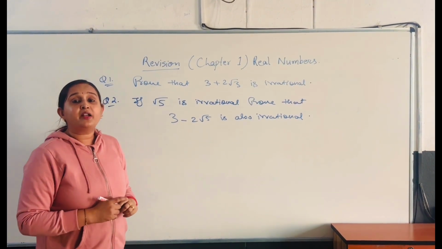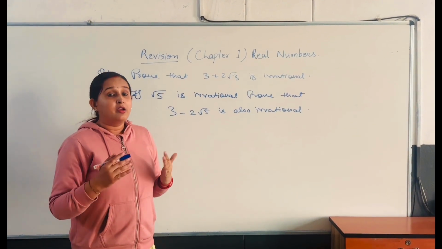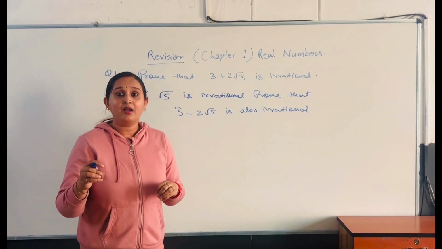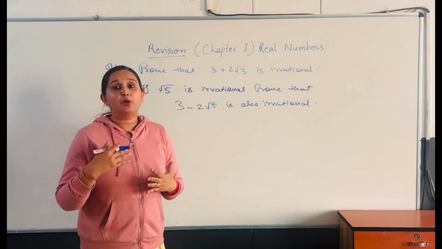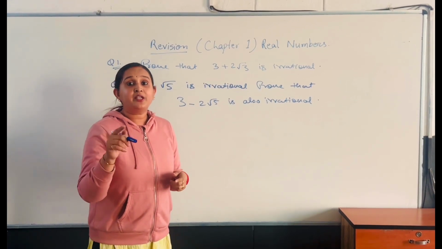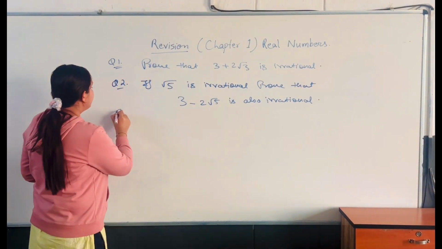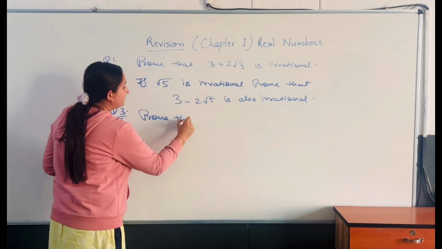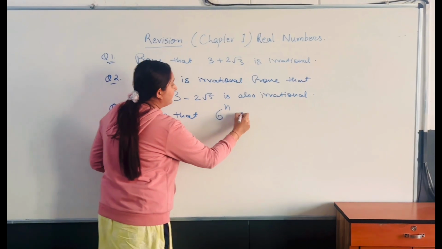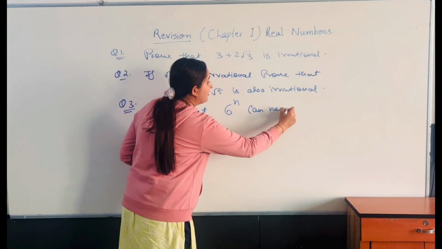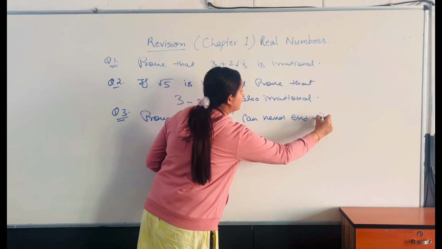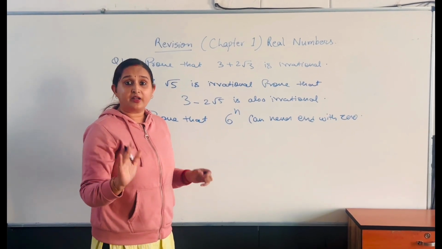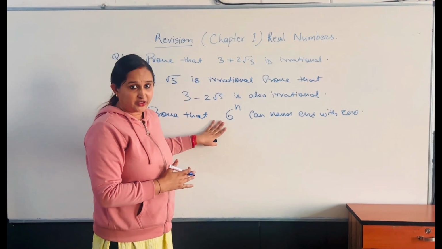Next question is from the fundamental theorem of arithmetic, which says that every composite number, the prime factorization of every composite number is unique. So using that concept, you can solve a question like, prove that 6 to the power n can never end with 0. So here you will use the fundamental theorem of arithmetic to prove this question.